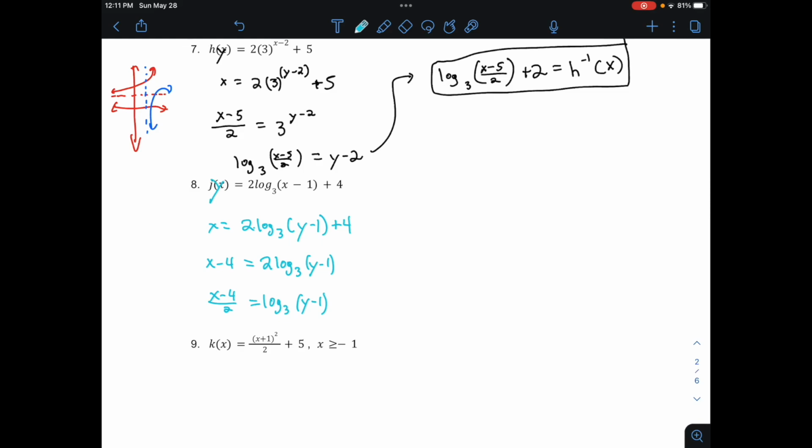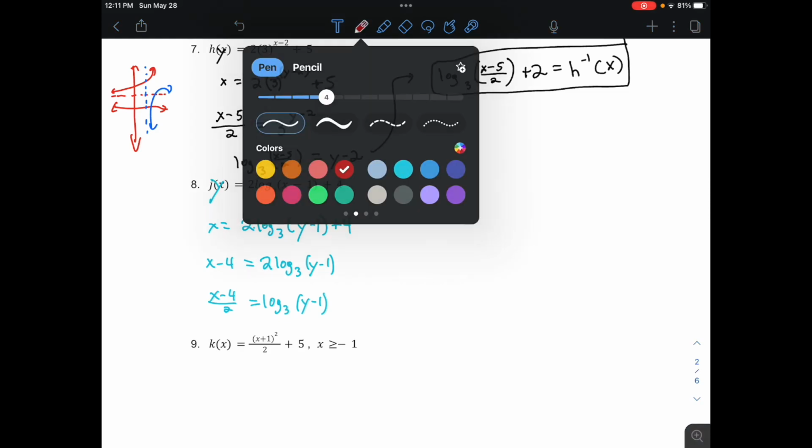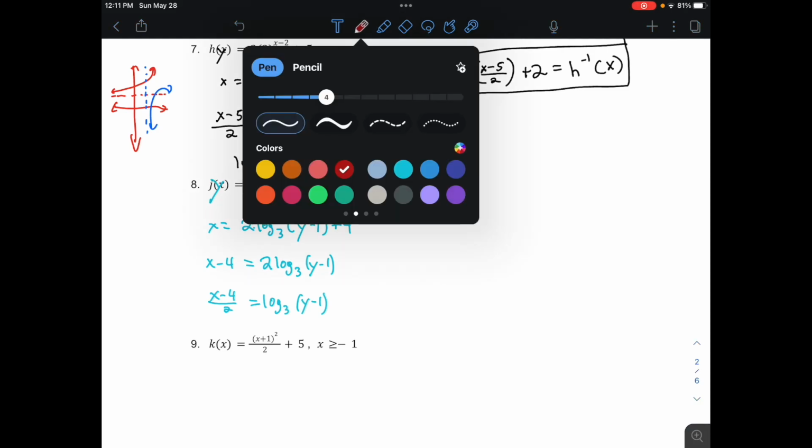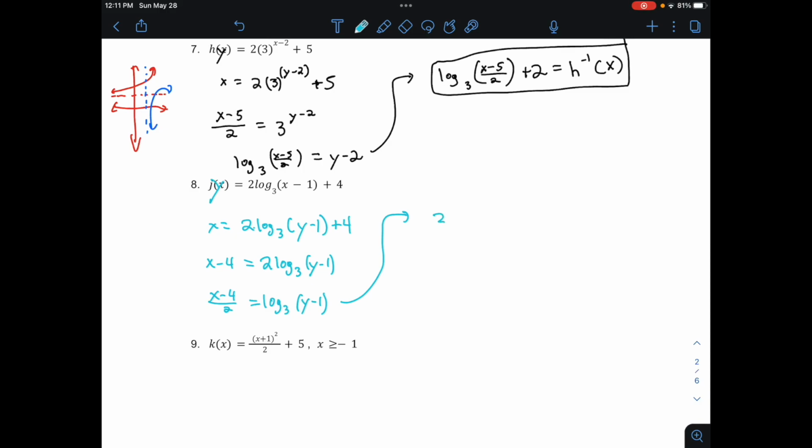I like to change forms. Sometimes you could say, oh, I'm taking 3 and I'm raising both sides to that, canceling this, and then I get my thing. I personally just like to change forms or think of it that way. Either way, you're going to end up with 3 to the power of (x minus 4) over 2 is equal to y minus 1. Add 1 to both sides, we get 3 to the (x minus 4) over 2 plus 1 is equal to y. Great. And instead of y, I should use j inverse of x, proper notation at the end.